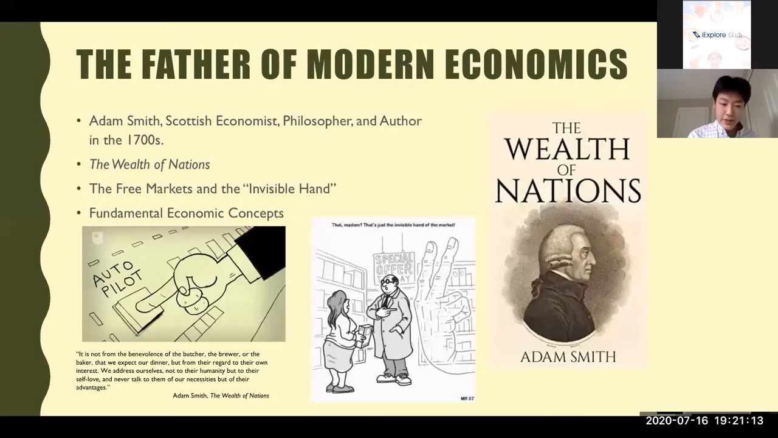So for this instance, the butcher, the brewer, and the baker make meat, beer, and bread, not because they're so kind to just give it to you, but they want the money from you. And when you give them money, you receive the food you want. And therefore, it's a win-win situation where no third-party interference occurs. Unlike government-controlled markets, when the government imposes a lot of limits for this to not happen. So that is why Adam Smith is so supportive of the free markets and the invisible hand.